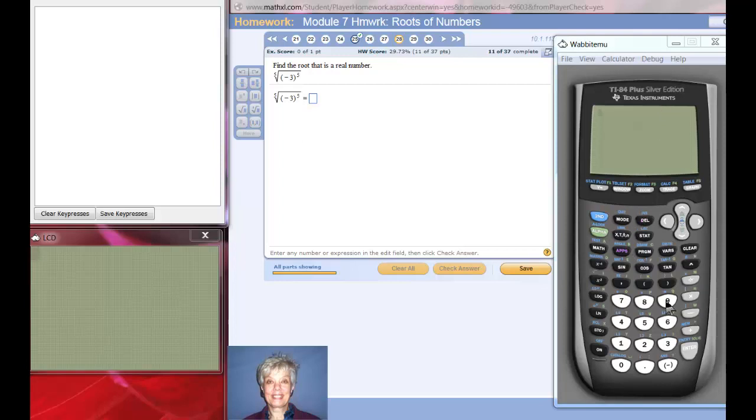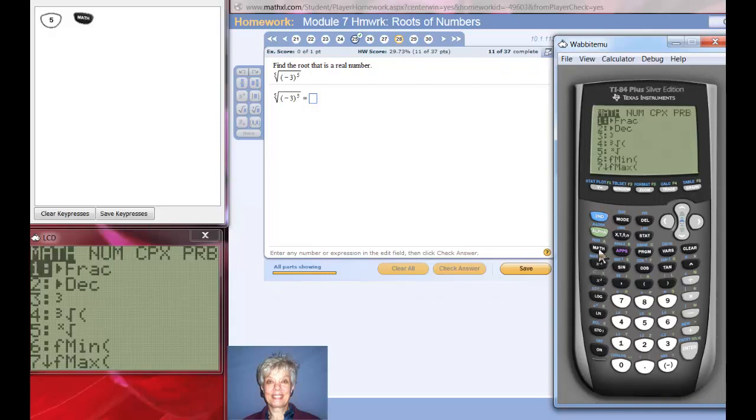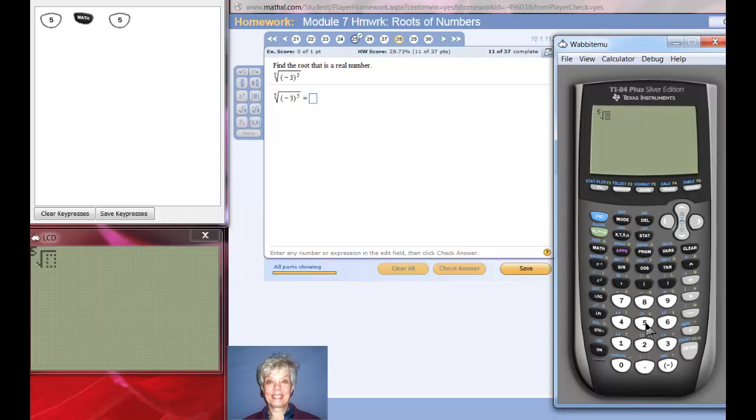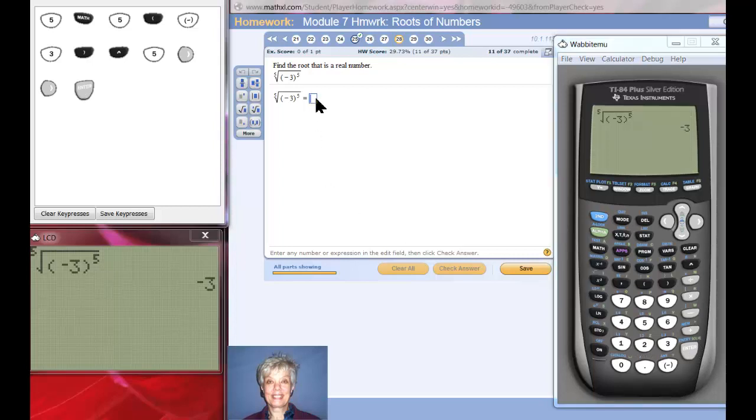But let's prove it. I'm going to take the fifth root, so I'll say 5 math 5 parentheses negative 3 parentheses closed, up arrow, which is really called a caret, 5, and then right arrow, enter. There you go. The answer is negative 3, because the 5s match. That would not work with an even number.